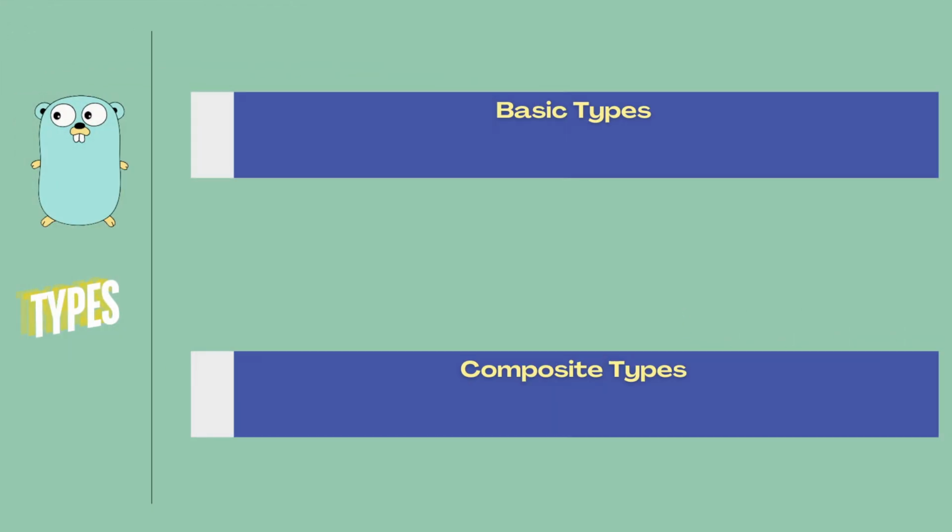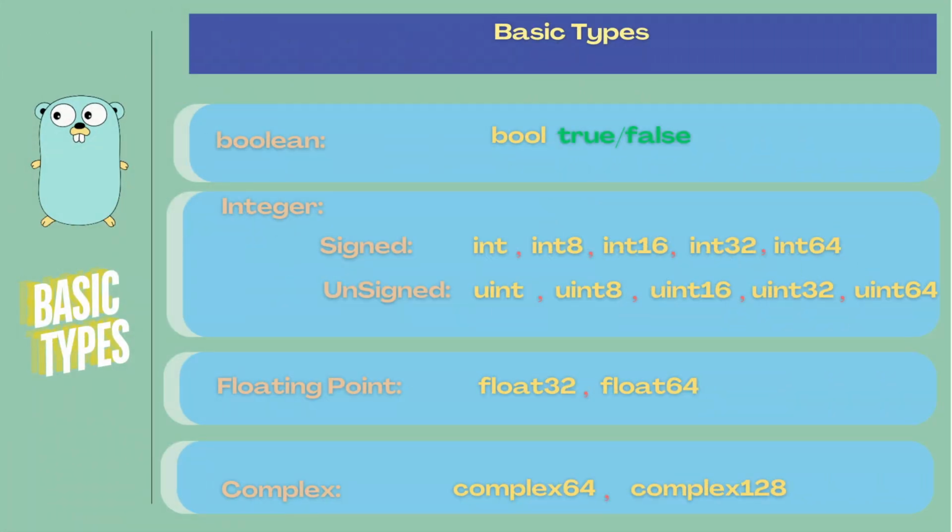Types. Go is a statically typed language, meaning every variable has a specific type and that type can't change. There are two kinds of types, basic types and composite types. Let's start with basic types. Basic types include Boolean, which is true or false, and integers, which are subdivided into signed and unsigned integers. If you know the use case of your variables, you can specifically mention the size of the value it needs to store. Also there are floating point and complex values.